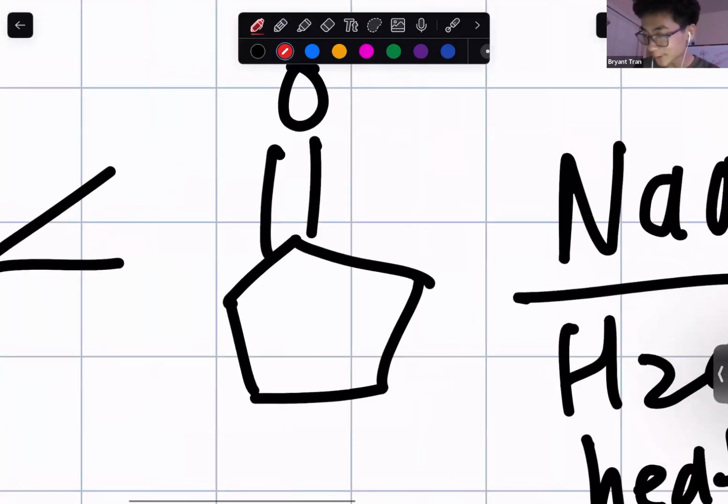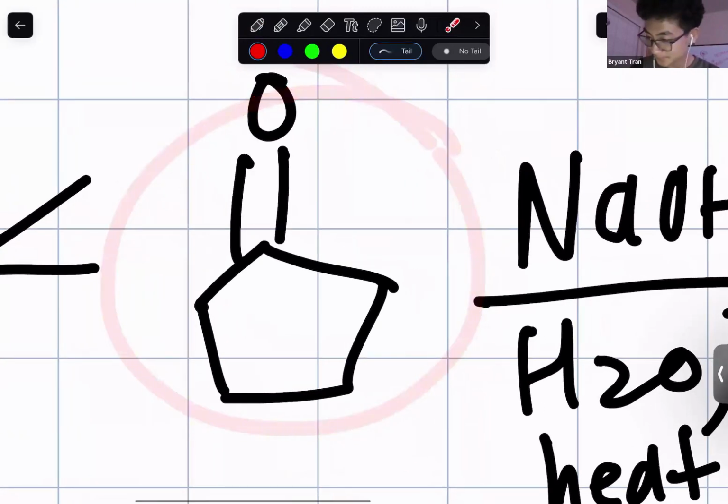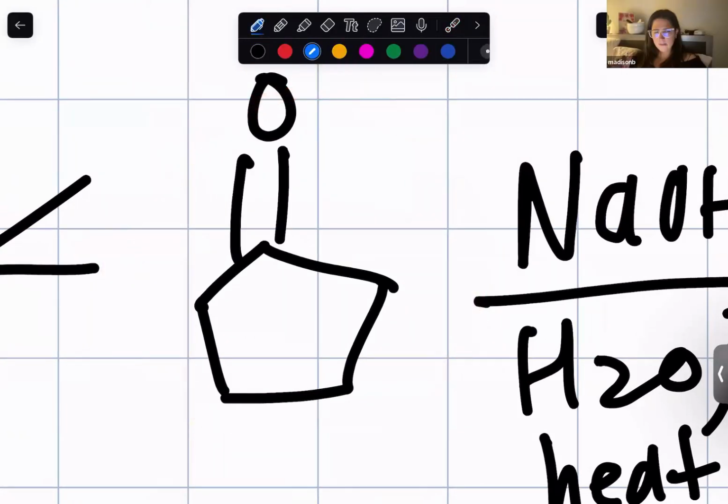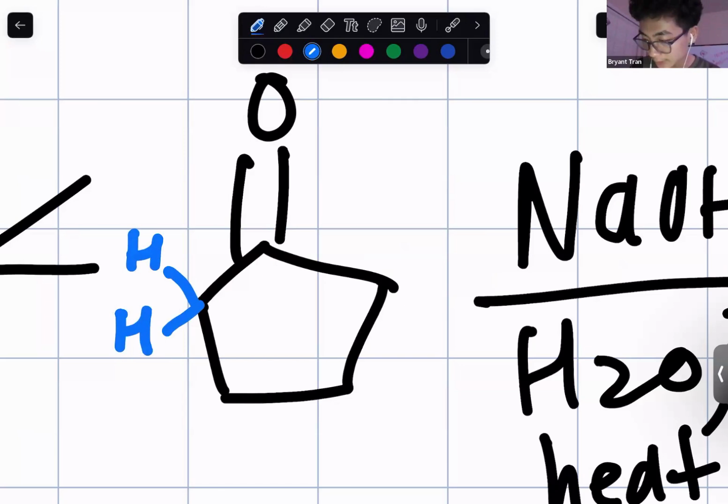Does this molecule have an alpha hydrogen? No. Okay, so let's look at the carbonyl carbon here. These are two alpha carbons. Are there any hydrogens there, any invisible hydrogens? Yes, right. There's two here and two here. And because they're symmetrical, it doesn't matter which one we're gonna grab. Let's say we grab the left one here. I'm drawing out the two alpha hydrogens there.